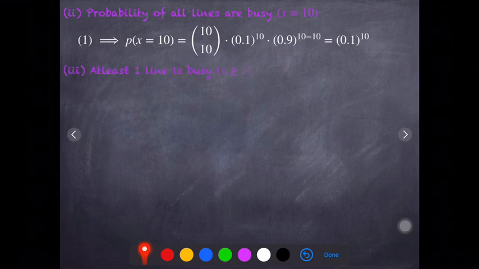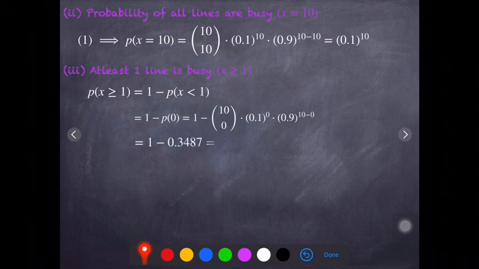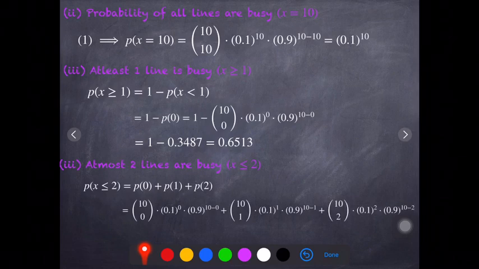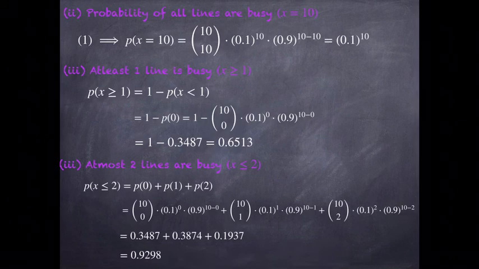At least one line is busy means x greater than or equal to 1. There are 10 lines, so greater than or equal to 1 means starting with 1, 2, 3, 4, up to P of 10 you would need to calculate. Instead of that, 1 minus P of x less than 1, that is, 1 minus P of 0. Simplify using the calculator, you will get the solution as 0.6513. At most 2 lines are busy, that is less than or equal to 2. Start with 0, 1 and 2, substitute in equation number 1 and simplify, we will get the final answer as 0.9298.